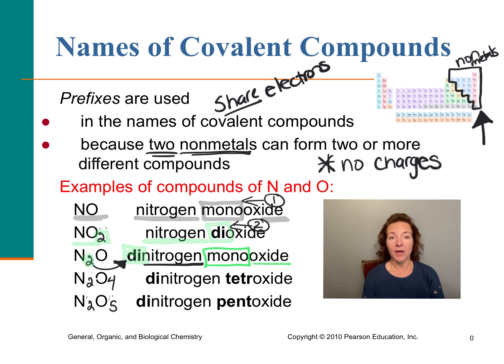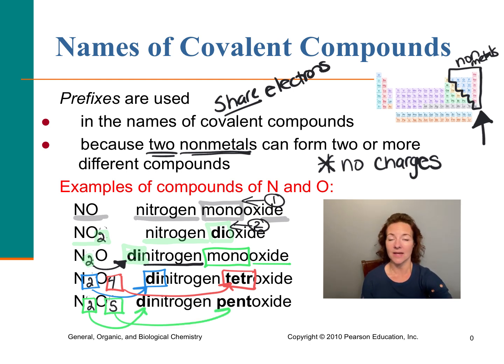If I look at the next one, N2O4, I have dinitrogen tetraoxide. So the di tells me I've got 2 nitrogens, and the tetra tells me I have 4 oxygens. And then the last one, we've got dinitrogen pentaoxide. So again, the di tells me I have 2 nitrogens, and the pentaoxide tells me that I have 5 oxygens.